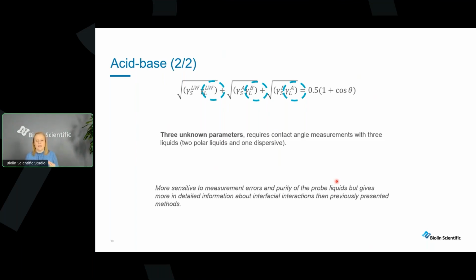So now, again, you need to go one step further. You need to be able to use liquids where these acid and base parts are also known. And again, most typically you would use water because it's a well studied and documented liquid. You would use diiodomethane. It actually doesn't have a polar part at all, so then of course you don't have the acid and base parts either.